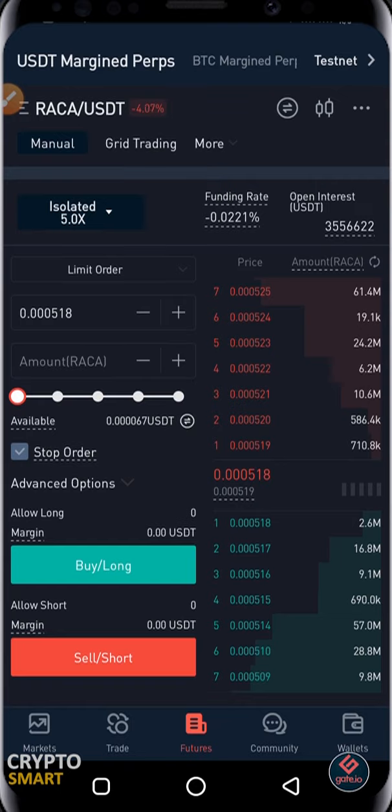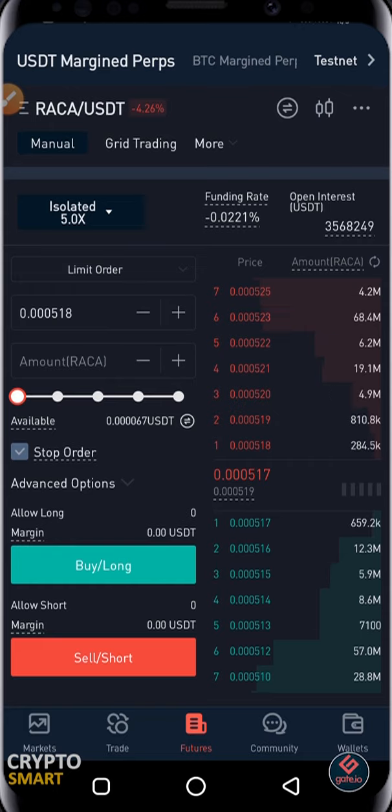Make sure you don't rush to enter a trade. Make sure you've understood the charts. Make sure you've done your analysis, both technical and fundamental, so that you will not be liquidated. Because if you make any mistake in futures, you can easily get liquidated. Liquidation means losing all your funds.